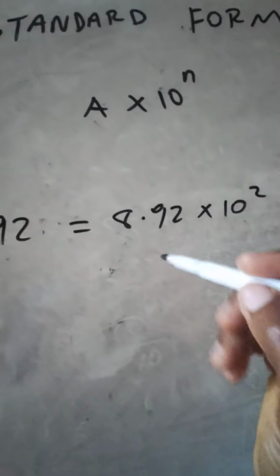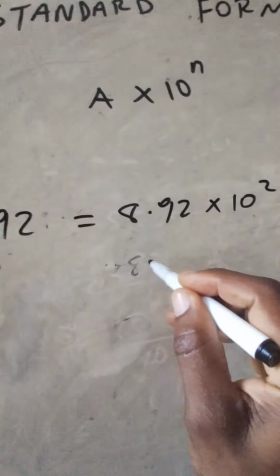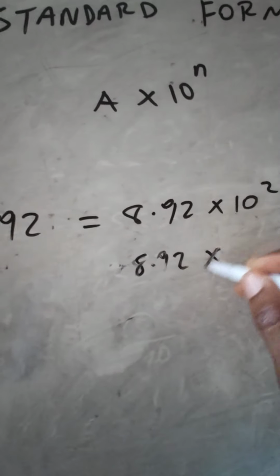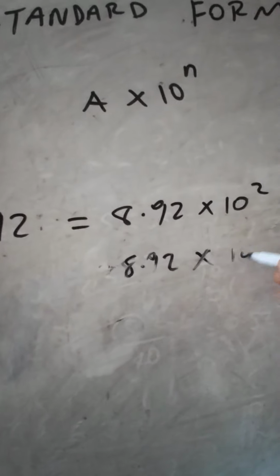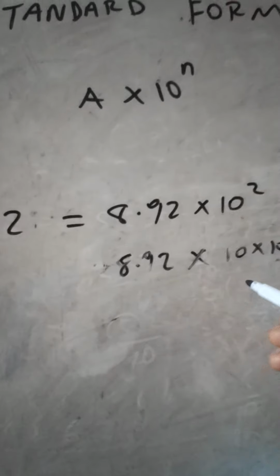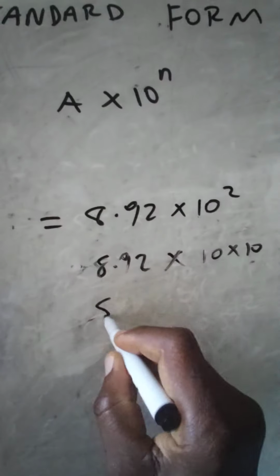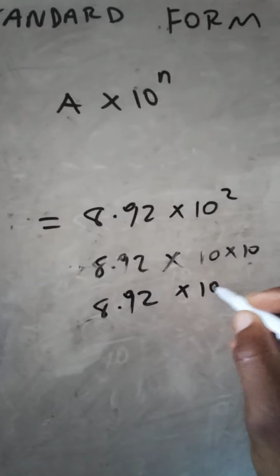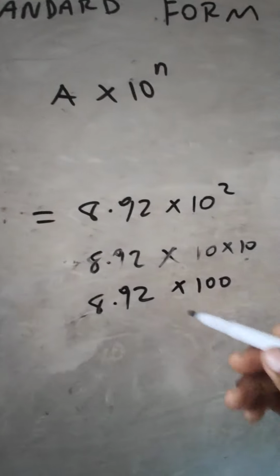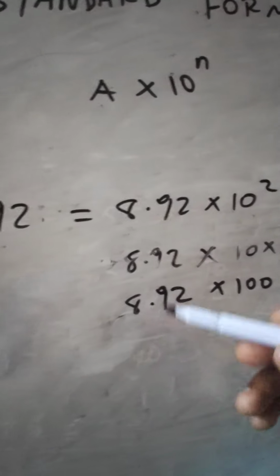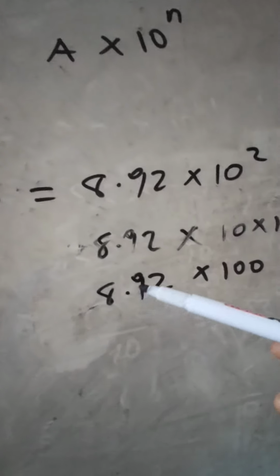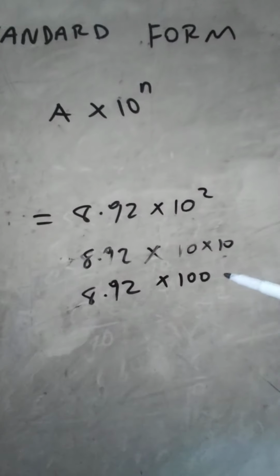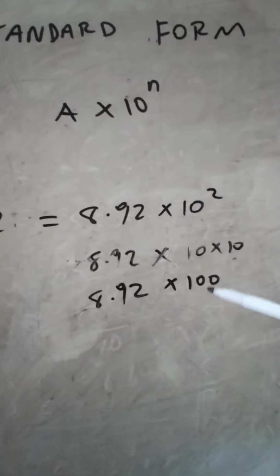So let's work this out anyway. What this is saying is 8.92 multiplied by 10 squared, which means 10 times 10, so 10 times 10 means 100. Multiplied by 100. Right? So when I multiply by 10 or powers of 10, if it's a decimal number, you move the decimal place to the right by the number of zeros in that number.